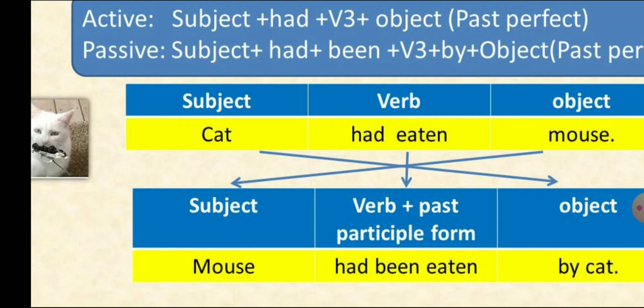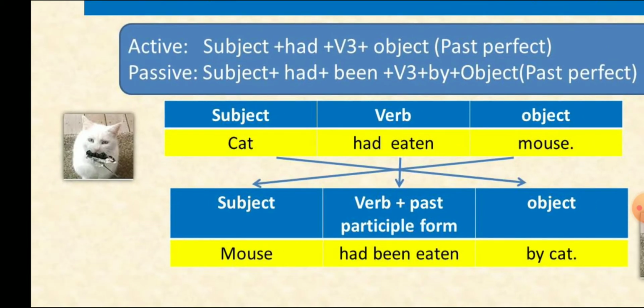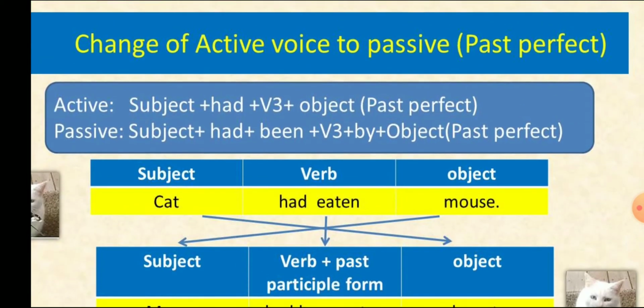The change made to the verb is just that we have to insert been in between had and eaten. Whenever we change from active to passive for past perfect, we just have to insert been in between had and the V3 form of the verb. So now the sentence becomes: mouse had been eaten by cat. So I hope you have understood both past continuous and past perfect. Let us see more examples.